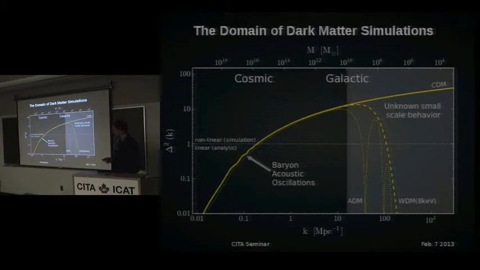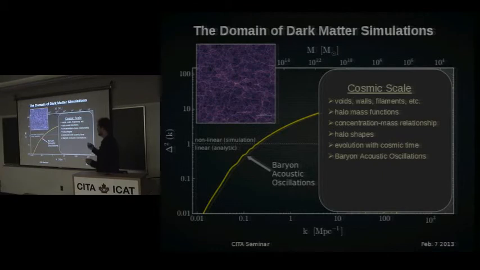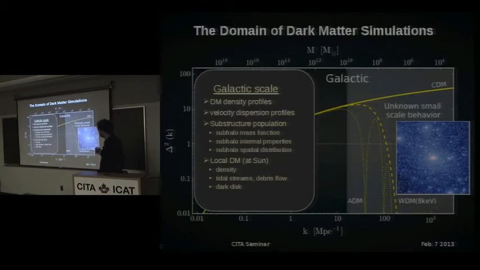From the numerical simulations point of view, you can divide this into two realms. On the large scale, we have cosmic scale simulations, and I'm sure you've seen movies of the Millennium simulations, for example. Those are very useful for measuring the distribution of dark matter, the fact that it's not completely uniform, that it shows voids, filaments and walls. It's also good for getting halo statistics and learning about the relationships between halo mass and concentration, for example. You go to smaller scales, there are galactic scale dark matter simulations. These are no longer trying to resolve a representative volume of the whole universe, but instead focus all of their computational effort on one halo.